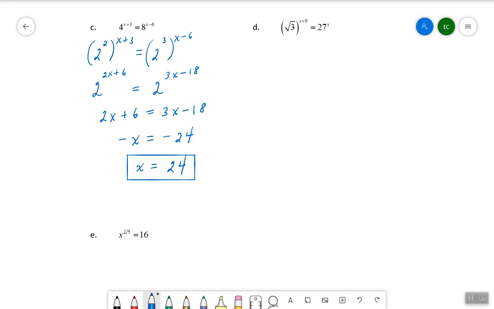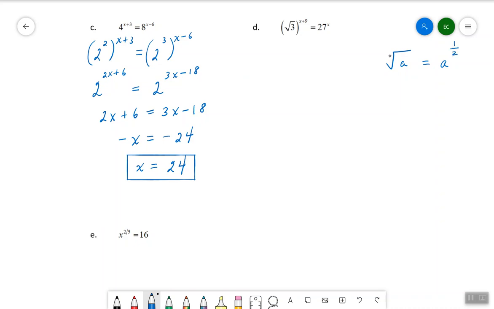Okay, a couple more to go. In part D, square root of 3 raised to the x plus 9 is equal to 27 raised to the x. What's a good base? A good base would be 3. Do you remember how to write the square root as an exponent? The square root of a is equal to a to the 1/2 power.